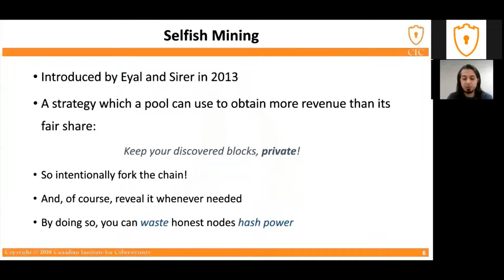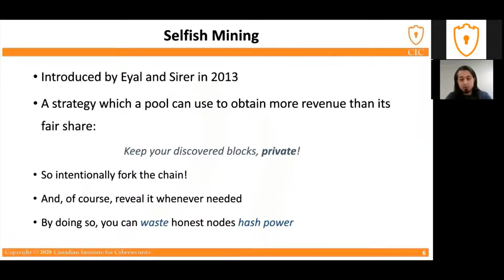If you keep your discovered blocks private, other miners do not have access to the latest block to mine on top of, and they are actually mining on top of an old block. By doing so, the attackers intentionally fork the blockchain, and of course they will reveal it whenever needed. In this way, they can waste honest miners' hash power. If you don't have access to the latest block because a selfish miner is not sharing it with you, you are mining on top of an old block, and then your computational power is going to be wasted. This is selfish mining.